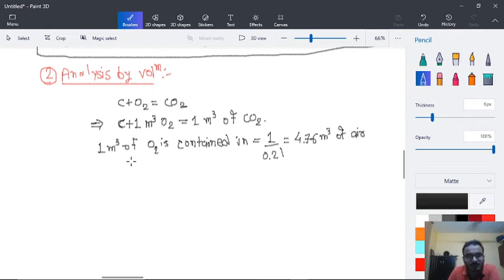Out of this, we already have 1 meter cube of O2. So if we deduct 1 meter cube, then the remaining will be the nitrogen. So volume of N2 is equal to 4.76 minus 1 is equal to 3.76 meter cube.